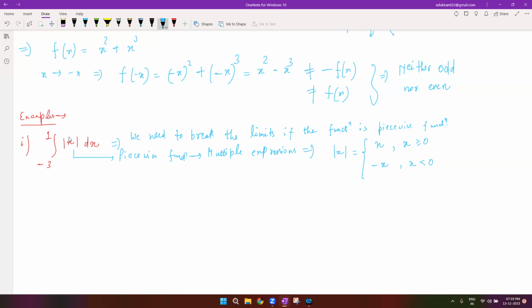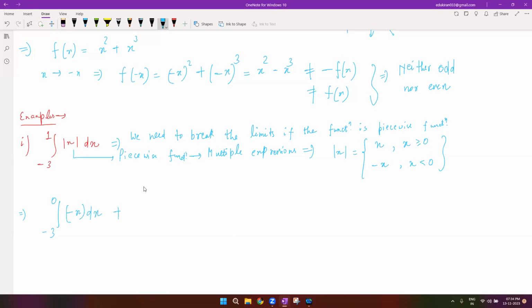So I was trying to integrate mod x, but I know two expressions, either x or minus x. And where does it change? At 0, right? So I would break the question into two parts. I would first integrate from minus 3 to 0, that is for all the negative values, and for the negative values, the value of mod x is minus x. And then from 0 to 1, that is the positive values of x, in that case the value of mod x will be x.